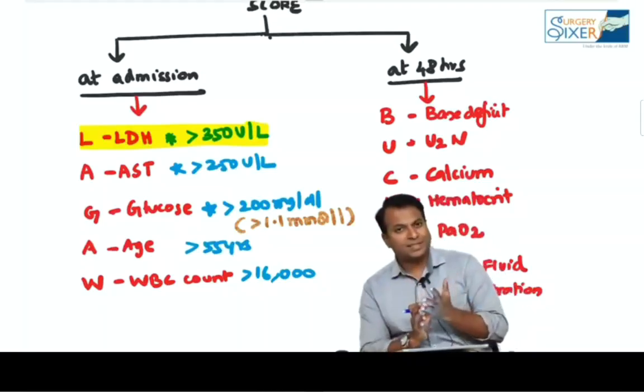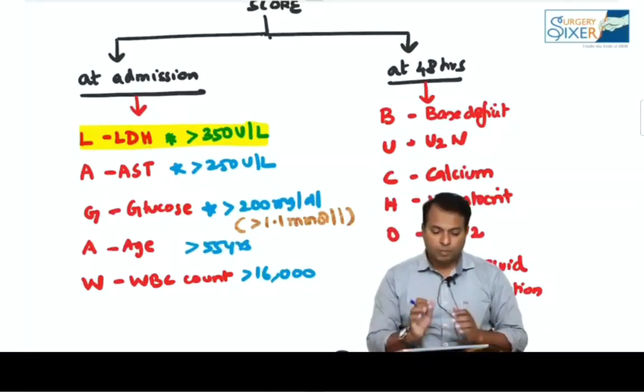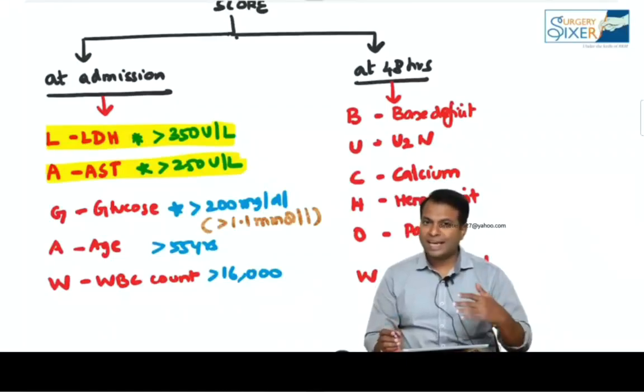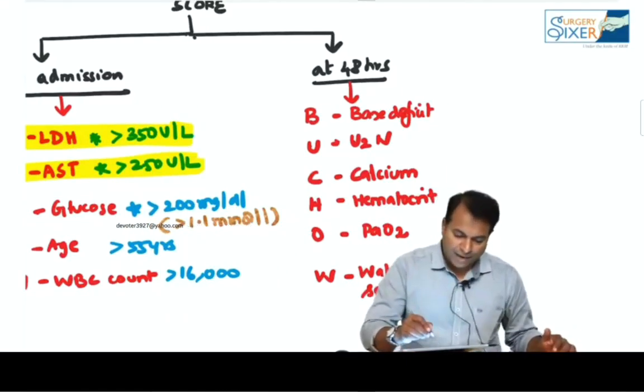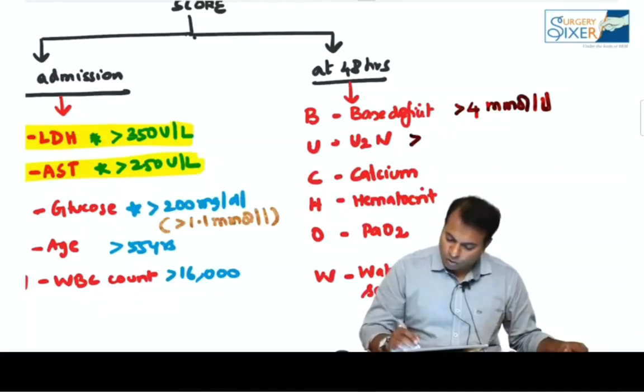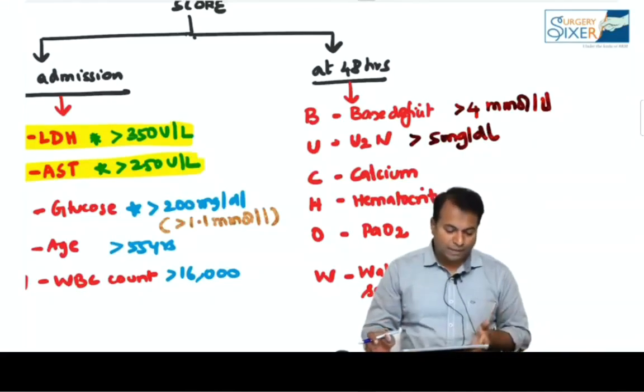So Lagao means LDH, aspartate transaminase, glucose, age, WBC count. Please remember, LDH more than 350, aspartate more than 250 units per liter, glucose more than 200, age above 55 years, WBC count above 16,000. And base deficit more than 4 millimoles per liter, and urea nitrogen more than 5 milligrams per deciliter.